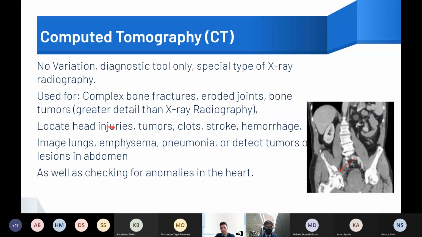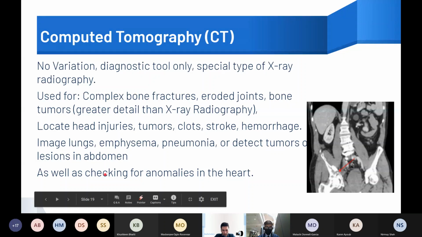This is also used very commonly for head injuries, tumors, clots, stroke, hemorrhage, because brain matter can show up different colored on a CT scan when it's undergone hypoxia or when it's died because of hypoxia, which is a lack of oxygen. It's used very often, again, to image lungs, emphysema, pneumonia, detecting tumors or lesions in the abdomen. And we'll talk about emphysema, pneumonia, lung imaging in COVID-19 research as well as checking for anomalies in the heart, which I've seen it used sometimes.